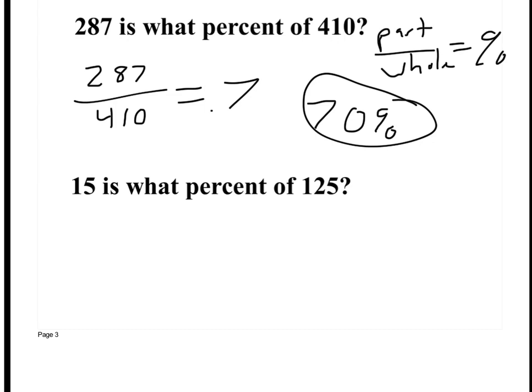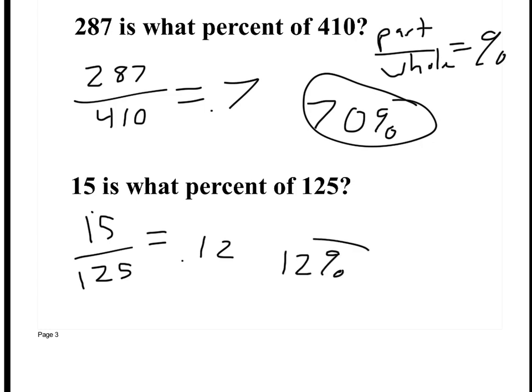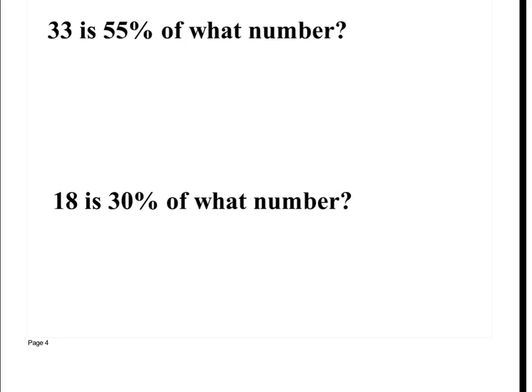Then 15 is what percent of 125. So I'm trying to figure out the percentage of 15 over 125 because my part is 15. Now in most cases the smaller number is part, but that is not always the case. So don't always assume it. Okay, this is the order they go, the part and then the whole. So 15 divided by 125, when you do that, you get 0.12. I need to change that to a percentage. So I multiply it by 100, moving the decimal two places. That is 12%.